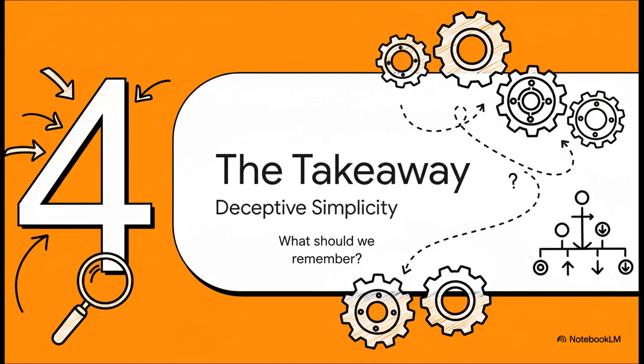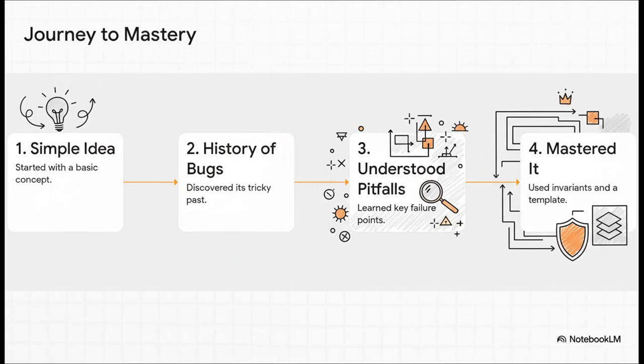So after all that, what's the big takeaway here? What's the one thing we really need to remember about this deceptively simple algorithm? We've really been on a journey, haven't we? We started with this idea that felt like total common sense. Then we found out it was a minefield of bugs that has tricked the best programmers for decades. We figured out exactly where those mines are hidden. And finally, we armed ourselves with a mental model and a template to get through it safely every single time.